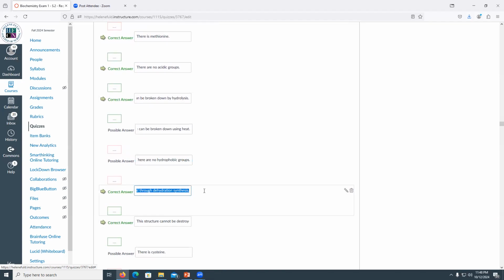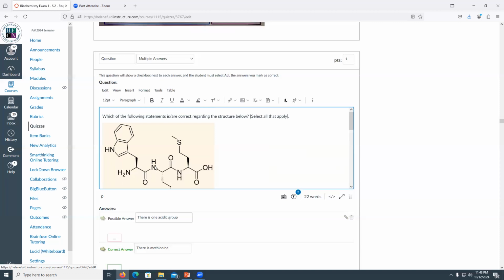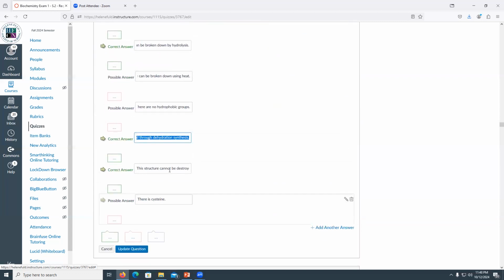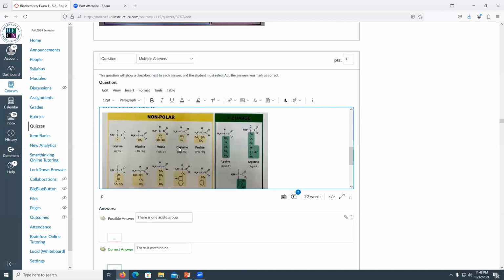The structure was formed through dehydration. Yes, a peptide bond is made by dehydration, by removing an OH from the carboxylic and an H from the amino terminal. The structure cannot be destroyed by denaturation. Exactly. This structure cannot be broken down except by hydrolysis. Denaturation is only good enough to break down hydrogen bonds, ionic bonds, hydrophobic effects, salt bridges, and disulfide bonds. And that is found in going from tertiary to secondary or quaternary, all of that stuff. There is cysteine. So this is cysteine.